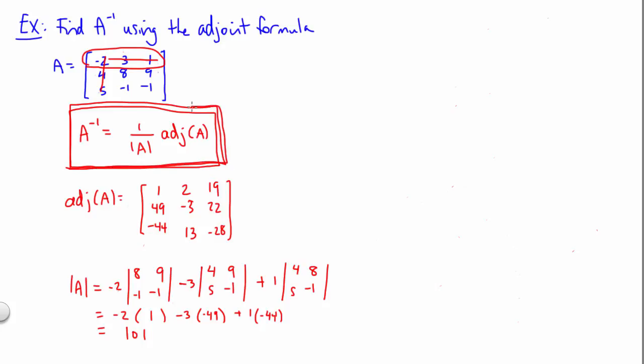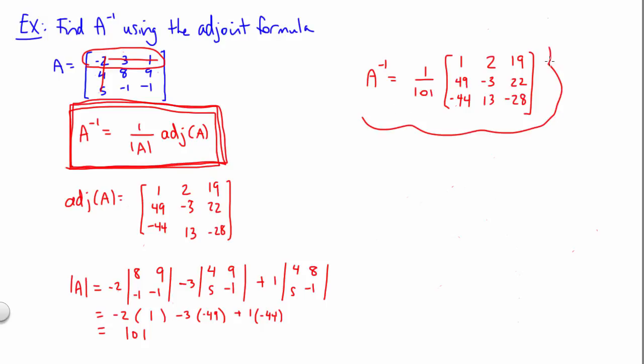So now, applying our formula for A inverse, we can write down our final answer. A inverse is 1 over 101 times the adjoint of A, which is 1, 2, 19, 49, negative 3, 22, negative 44, 13, negative 28. And there we have our final answer for A inverse found using the adjoint of A.